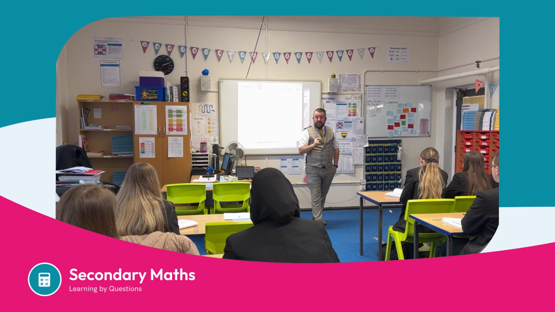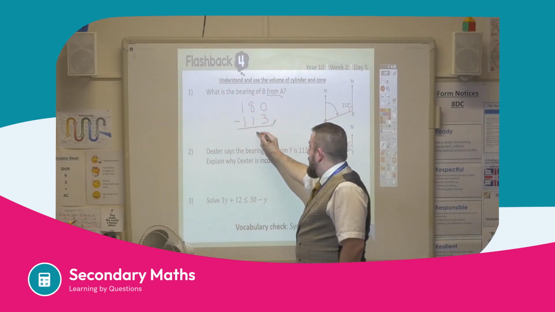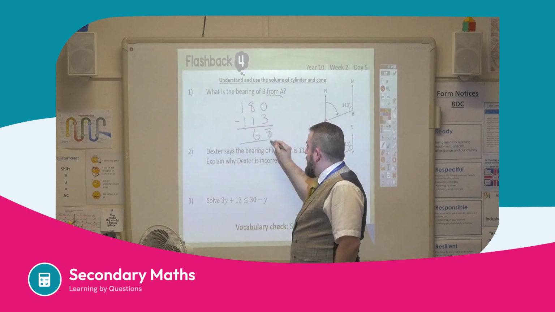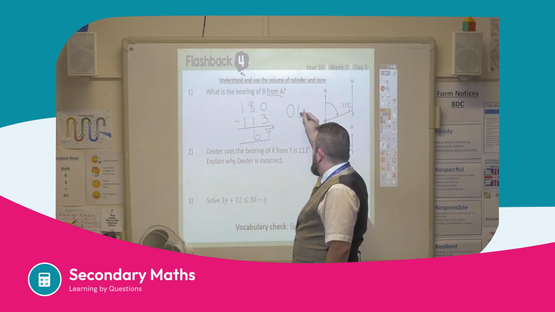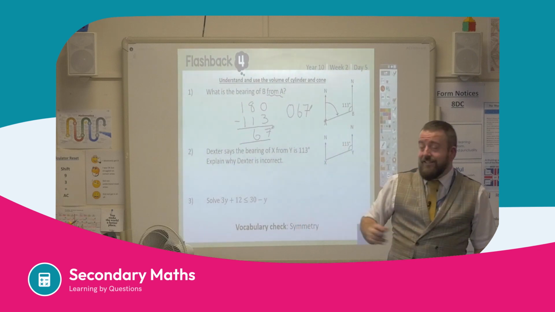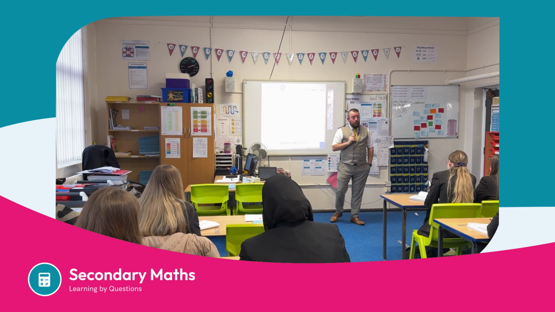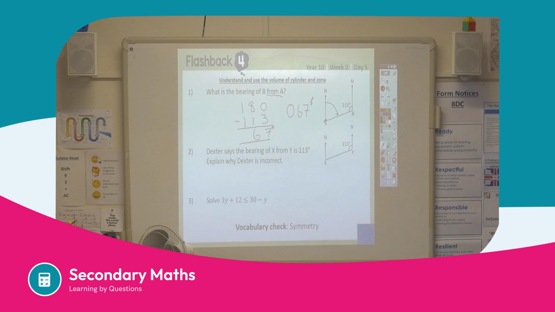So as the majority of you said on your boards, you were left with 67 degrees, which in bearings is 067 degrees. Well done. Right, Dexter says the bearing of X from Y is 113 degrees. Why is Dexter incorrect?